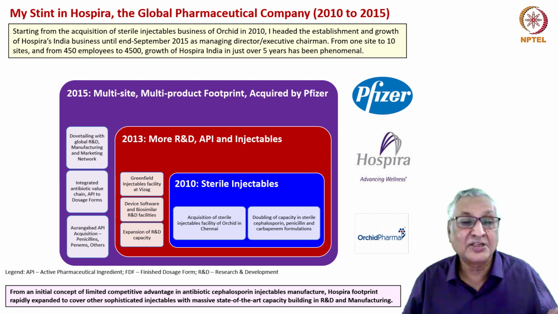2015 it became a multi-site, multi-product footprint and was acquired by Pfizer, in part for the kind of value that existed in India, apart from the global value. Dovetailing with global R&D, manufacturing and marketing network, integrated antibiotic value chain, API to dosage forms, Aurangabad API acquisition for penicillins, penems and others. From an initial concept of limited competitive advantage in antibiotic cephalosporin injectables manufacture, Hospira footprint rapidly expanded to cover other sophisticated injectables with massive state-of-the-art capacity building in R&D and manufacturing.